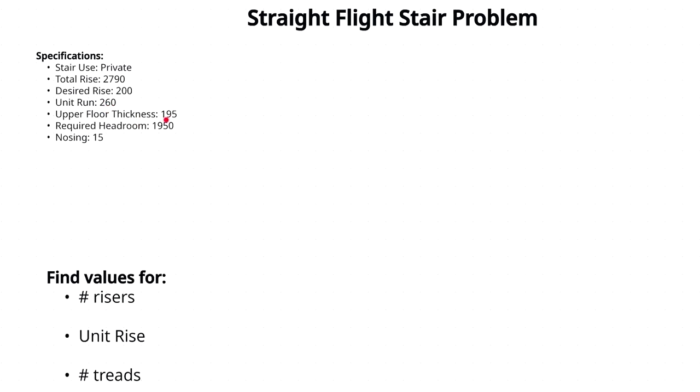The upper floor thickness, so the upper floor construction, is given to us as well at 195. And we have required headroom of 1950, which means the minimum. And that's just the number that we're going to go with. Then we have a nosing of 15 mils.